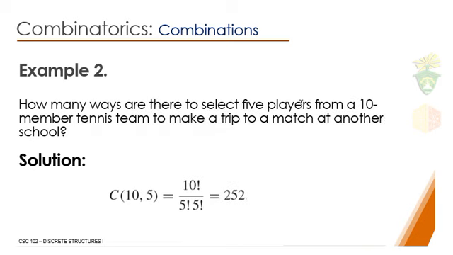So, for the second example, the same. We only have to select 5 players from the 10-member tennis team. So how many ways can we select 5 out of 10? We have n as 10 and r as 5. Substitute, and we only have 252 ways.